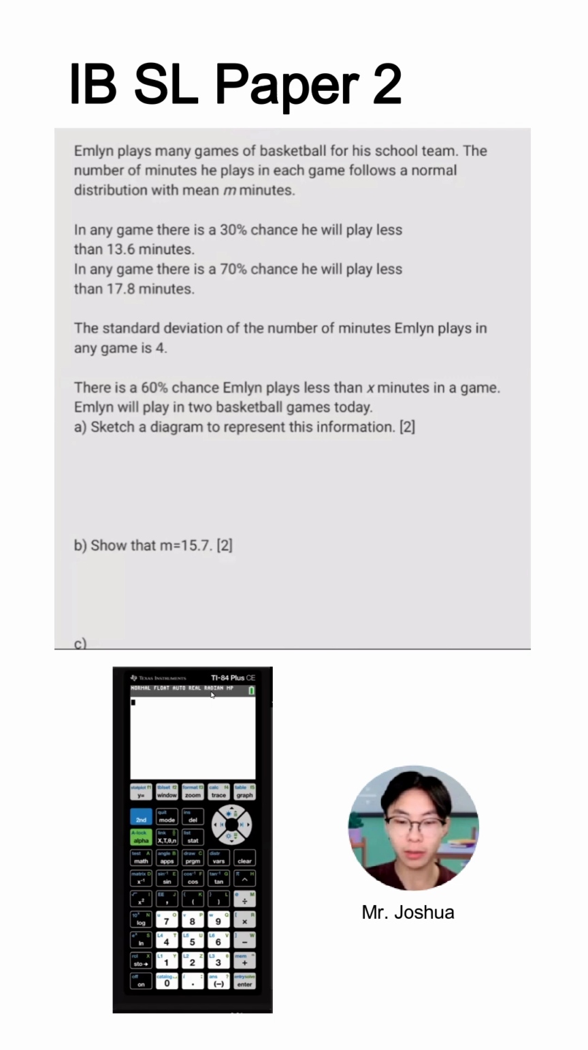In any game, there's a 30% chance he'll play less than 13.6 minutes. In any game, there's a 70% chance he'll play less than 17.8 minutes. The standard deviation of the number of minutes Emlyn plays in any game is 4. There's a 60% chance Emlyn plays less than x minutes in a game, and Emlyn will play in 2 basketball games today.